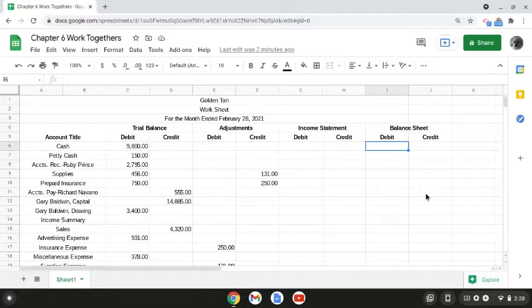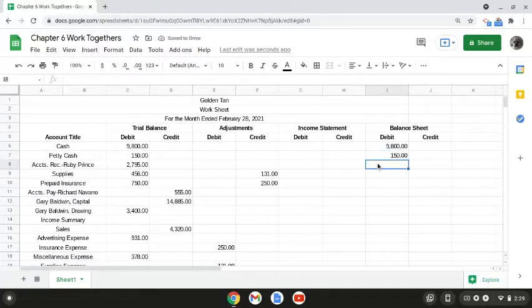And the first account that we're going to start with is going to be cash. So cash was recorded in the trial balance debit column as an amount of $9,800. So we are going to transfer this number over to the balance sheet debit column. Okay, so the next account is going to be petty cash. So this account was recorded in the trial balance debit column as an amount of $150. So we are going to transfer this number over to the balance sheet debit column.